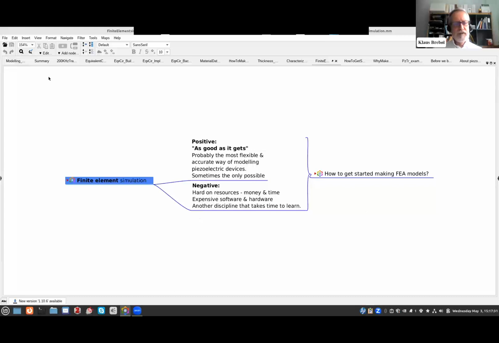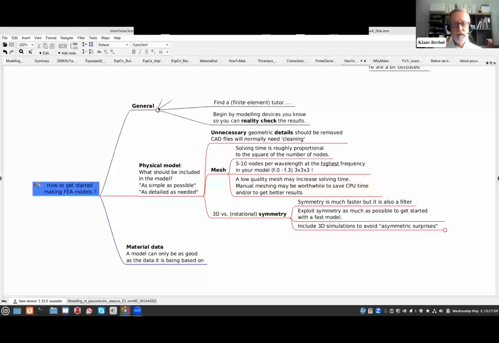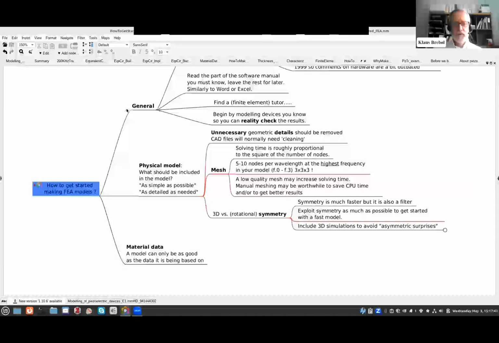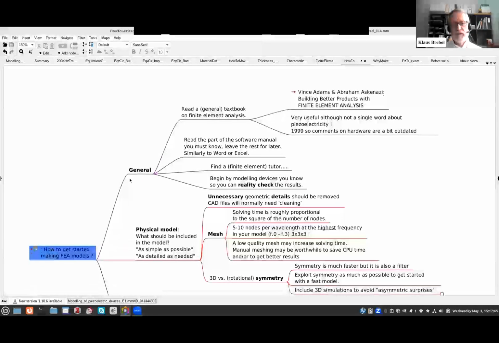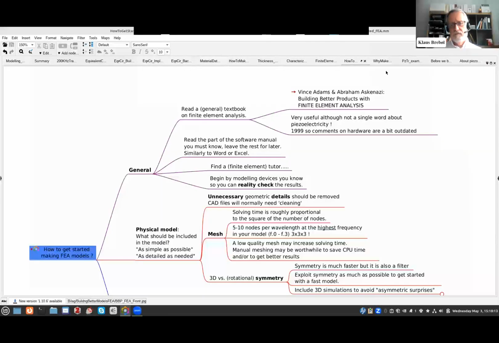But once you have decided that it's worthwhile, then the question is how to get started. And in general, I will say, if you're completely new to this, you should find a good book to read, because you probably know a lot about piezo ceramics, but you are a bit thin on finite element simulations, and therefore to get an overview. For me, this book helped a lot. Building Better Products with Finite Element Analysis by Adams and Askenazi. It was very useful, although there was not a single word about piezoelectricity. But again, this is not what you need at this point.